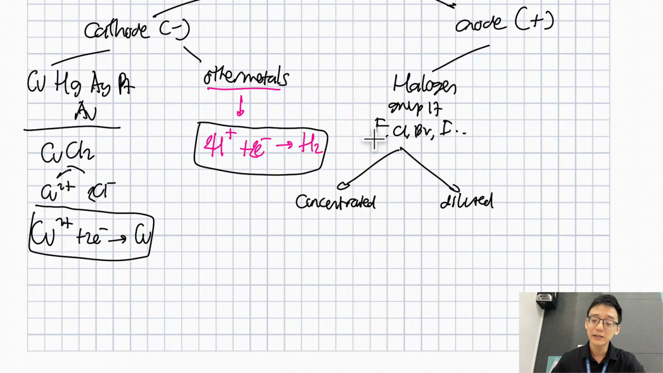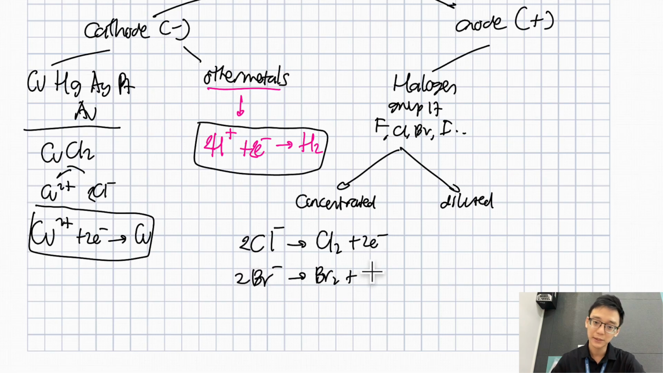If the halogen is concentrated, then the halogen will be oxidized here. So it will release the electron, forming the stable molecule. For example, forming Cl2 plus 2e, or Br2 plus 2e, if it is concentrated. How can we know if it is concentrated or not? Sometimes it will be provided by the question.